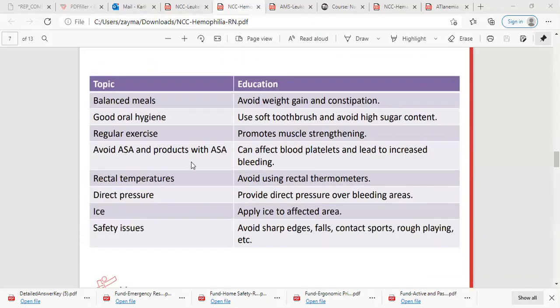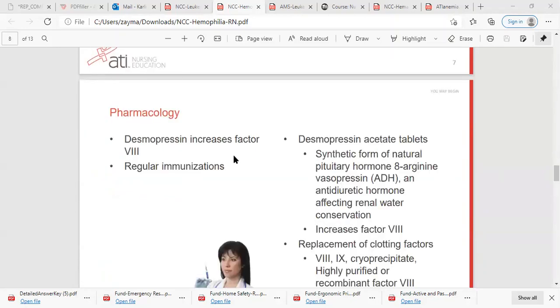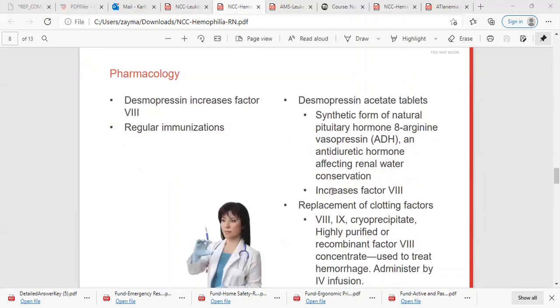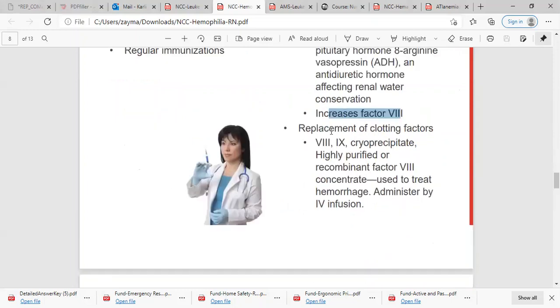So this slide you can read about on your own. It just tells you about education for the patient, and pretty much the things I just told you about. And this goes for anybody who is at risk for bleeding, right? Pharmacology, desmopressin. Remember, desmopressin is a synthetic antidiuretic hormone. So not only does this treat diabetes insipidus, it is also used to treat hemophilia because it increases clotting factors.